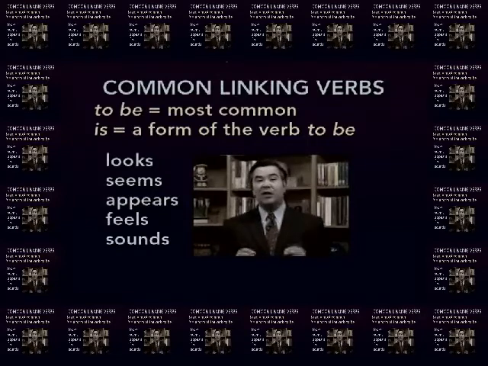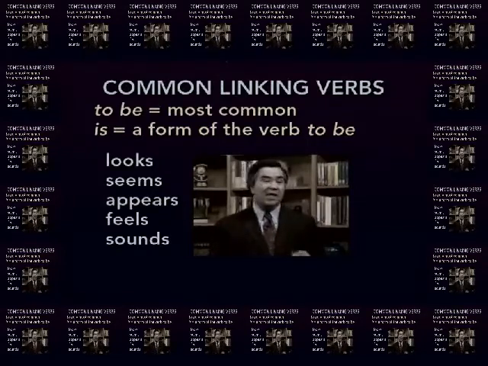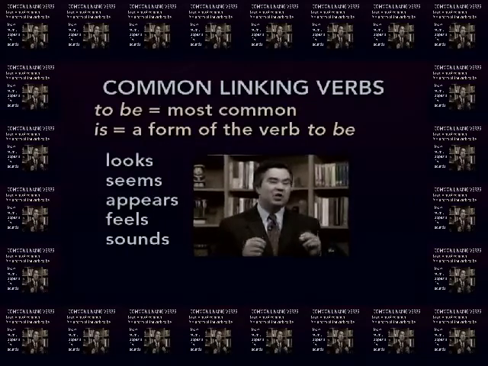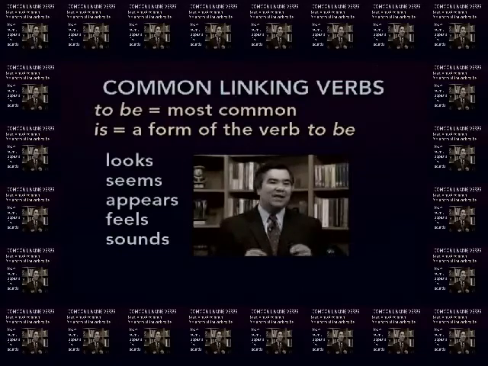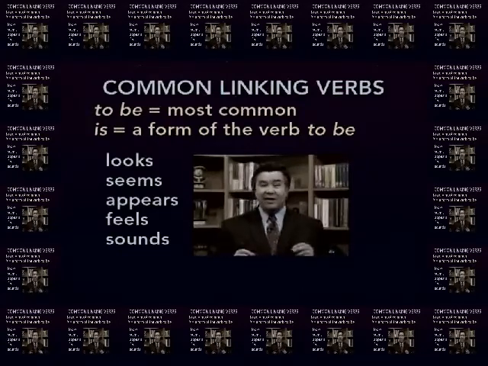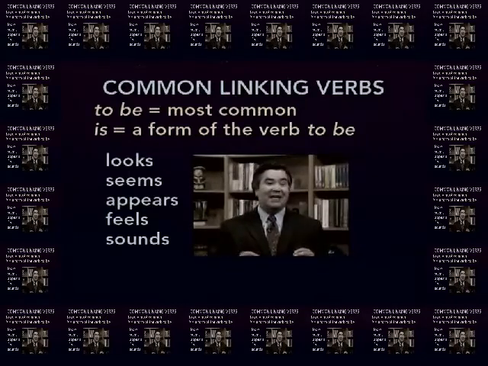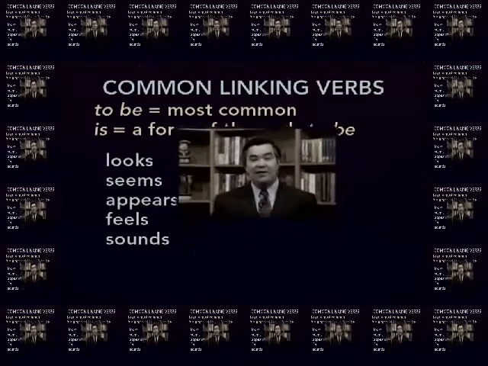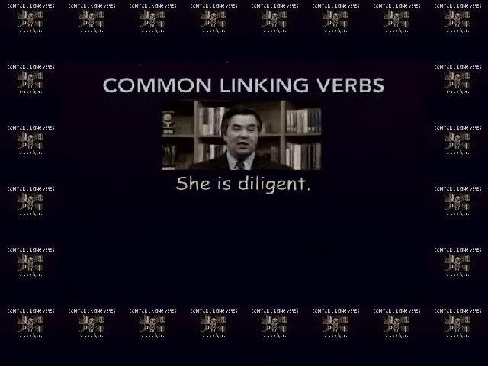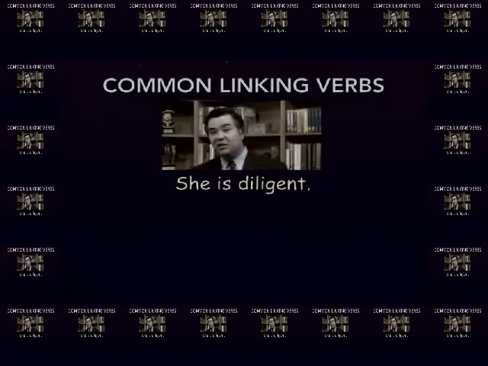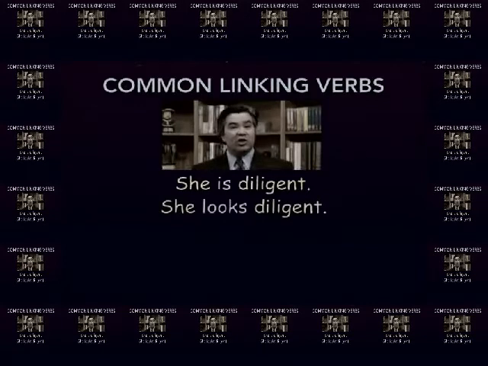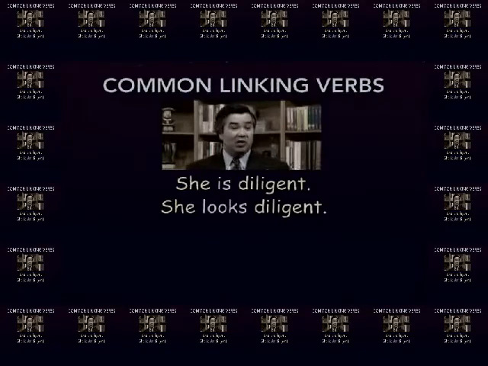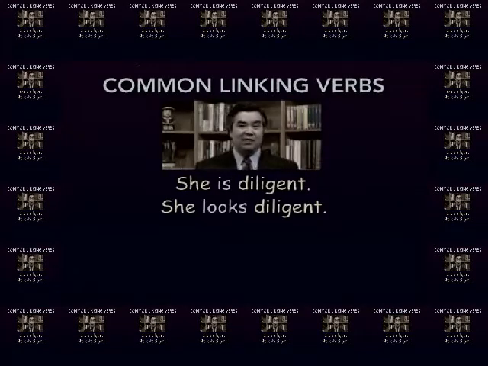To determine whether or not a verb is being used as a linking verb or an action verb, stop and ask yourself, is this sentence describing something that the subject is doing, or is it rather saying something about what the subject is? If the latter is the case, then the verb is being used as a linking verb and should be followed by an adjective. So, for example, if the sentence, she is diligent, instead used one of these other linking verbs, the adjective diligent would continue to be correct. She looks diligent. That's really saying something about what she is rather than what she does. So looks is a linking verb, and diligent, the adjective, is correct.